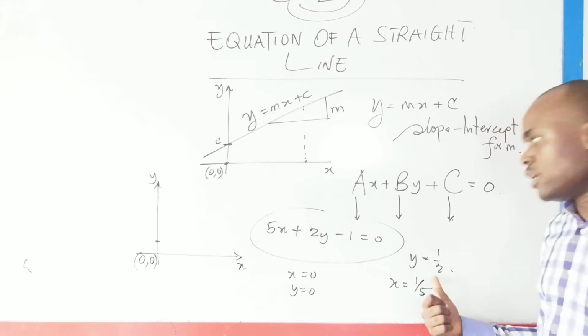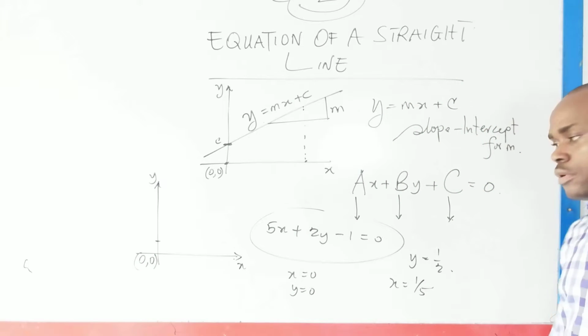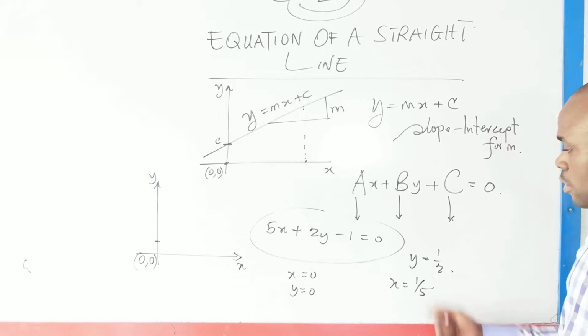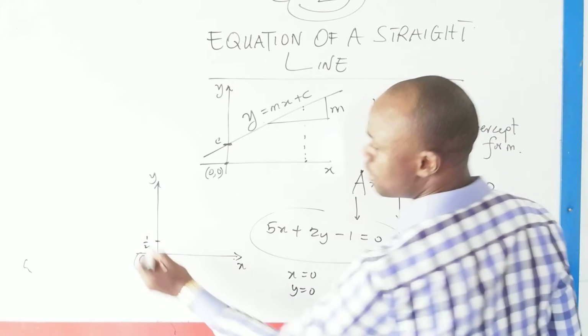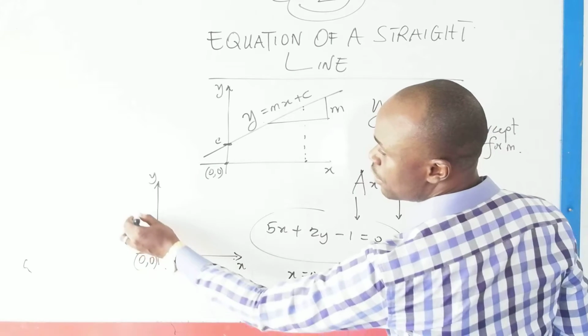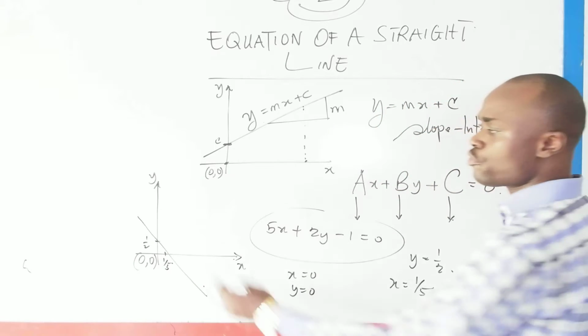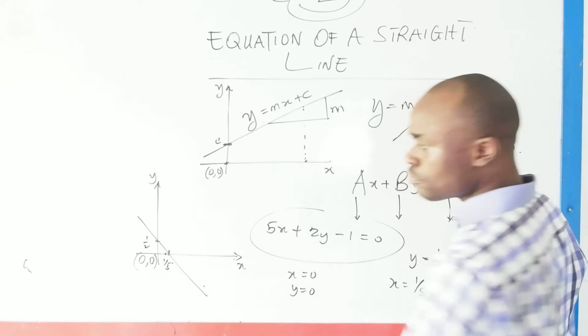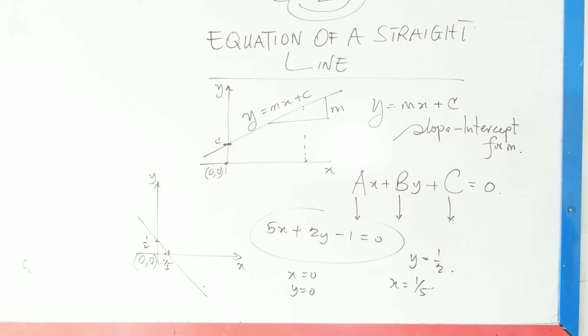So I can actually locate y as half here, let's call this half, and x as 1 over 5, probably somewhere here, and I can actually draw a straight line passing through those points. But that's not really what we want to discuss today.